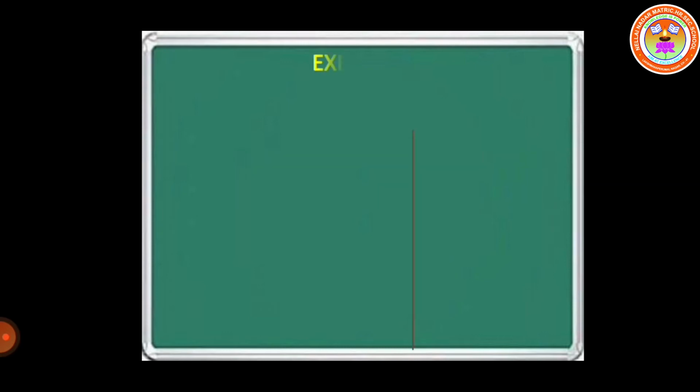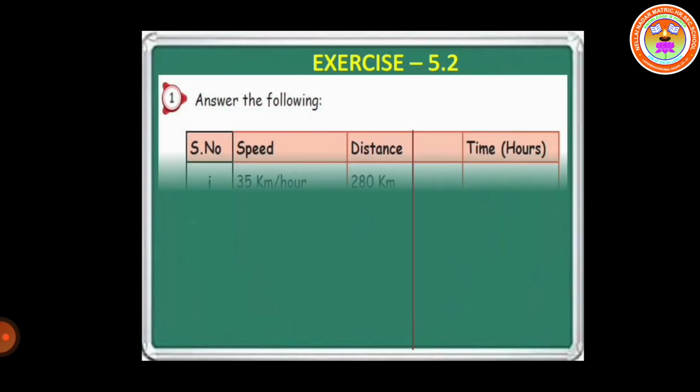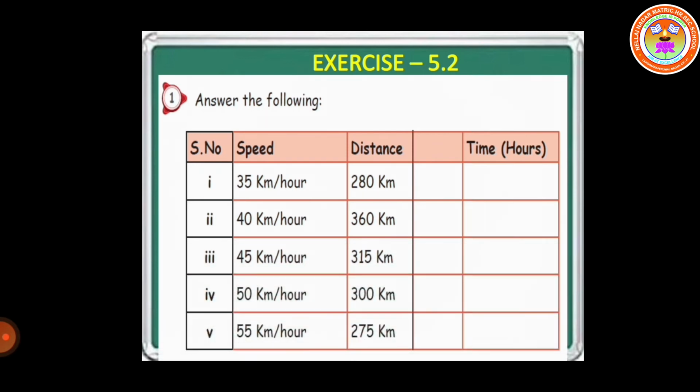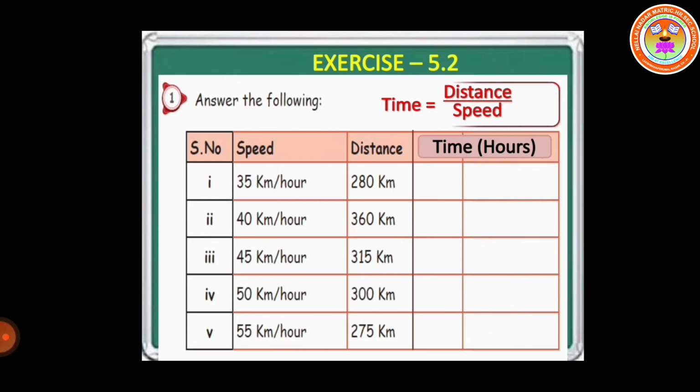Let us see the exercise 5.2. See the question. Answer the following. They given speed and distance. We have to find time. So what is the relation? Time is equal to distance divided by speed. So we have to divide. In the first one you see speed given 35 km per hour. Distance given 280 km. So we have to divide 280 by 35.